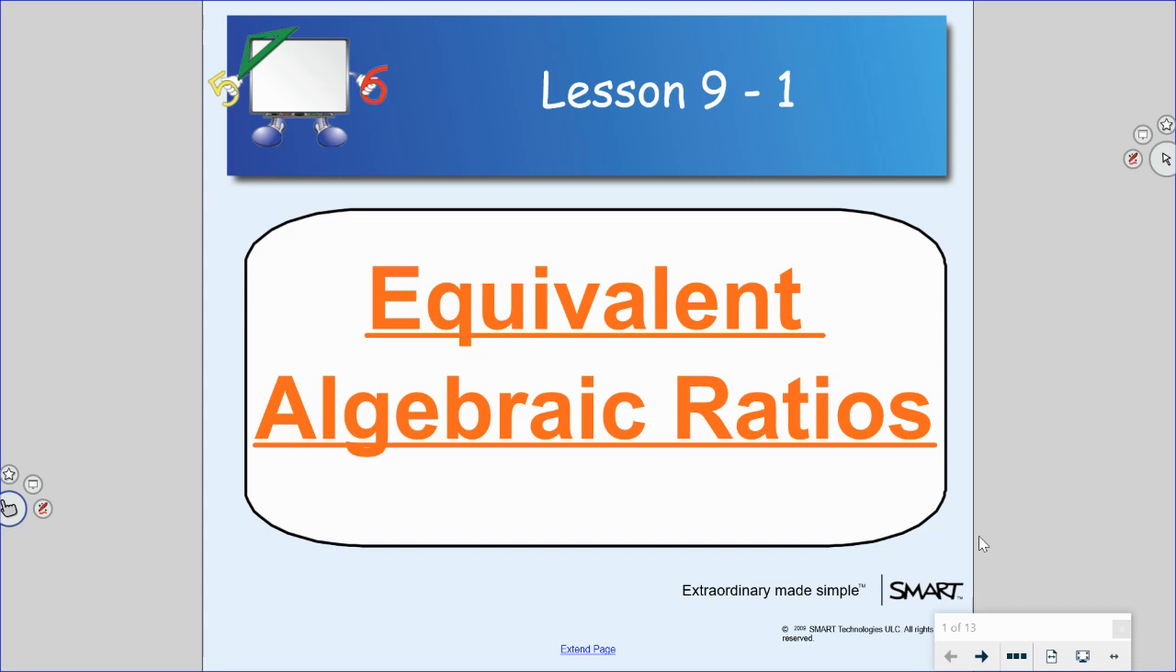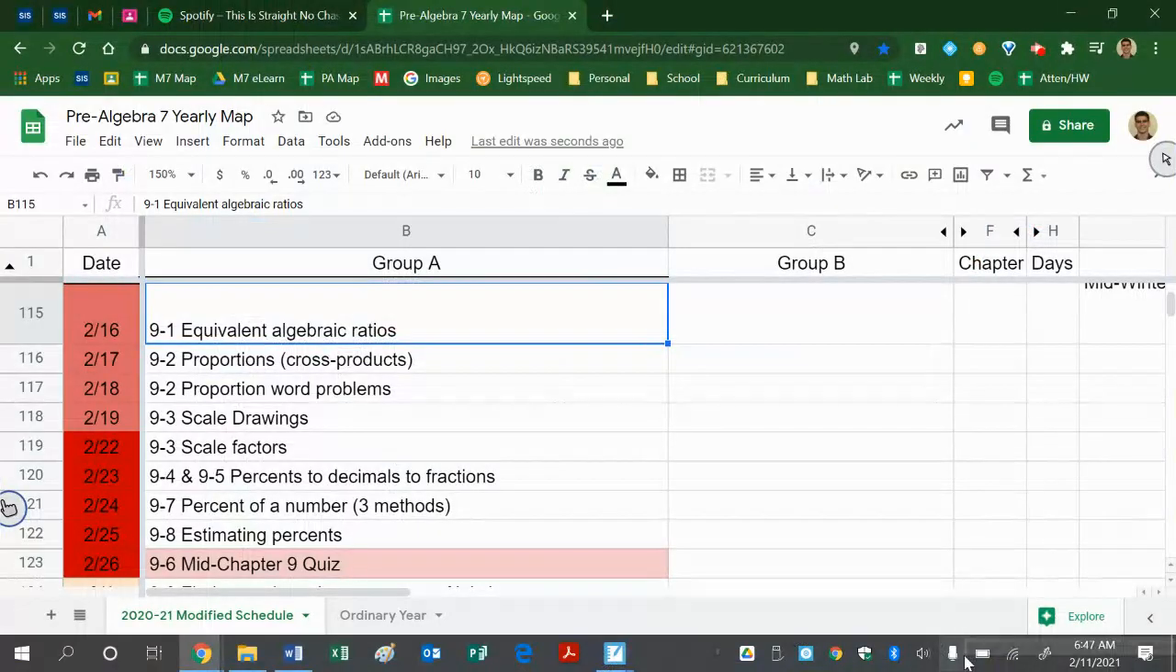And welcome everybody, lesson 9-1. So we're back in the textbook, chapter 9, first lesson of the chapter. Equivalent algebraic ratios. Let's go ahead and show you what the next couple of weeks will look like.